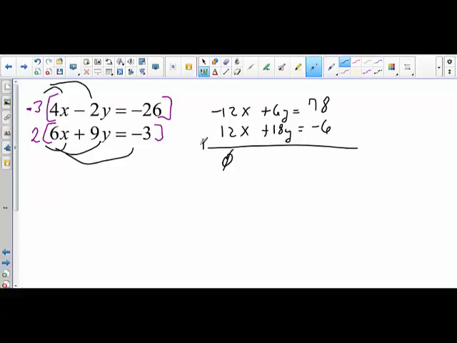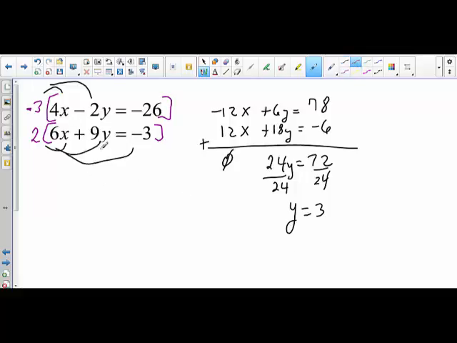Our x's cancel. We're going to add them together. 6 and 18 gives me 24. And 78 plus negative 6 is 72. And I left my y out right there. 24y equals 72. 72 divided by 24. You use a calculator, it's fine. Divide both sides by 24. Y equals 3.